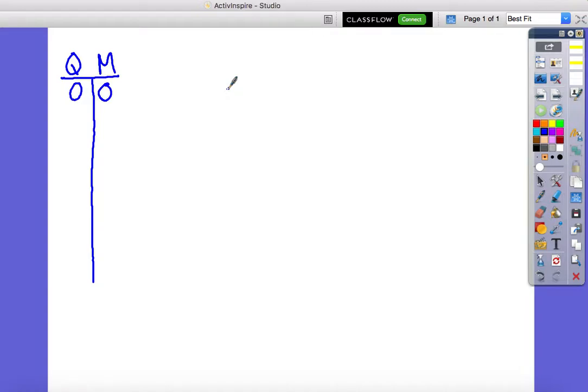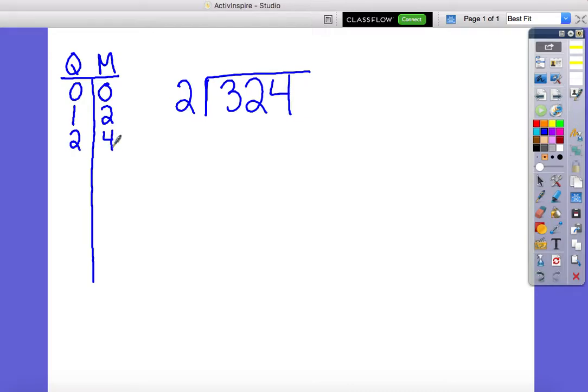So the first problem that we're going to do is 324 divided by 2. That's the traditional way that you write it. So now we're going to put our quotients and multiples. One group of 2 gives you 2. Two groups of 2 gives you 4. So 1 times 2 is 2, 2 times 2 is 4, and you keep on going.